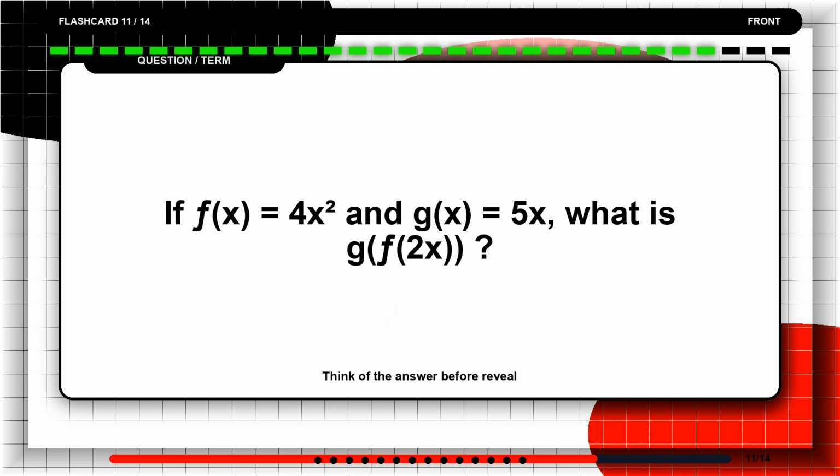Flashcard 11. If f(x) equals 4x² and g(x) equals 5x, what is g(f(2x))? Pause and think of the answer before the reveal.